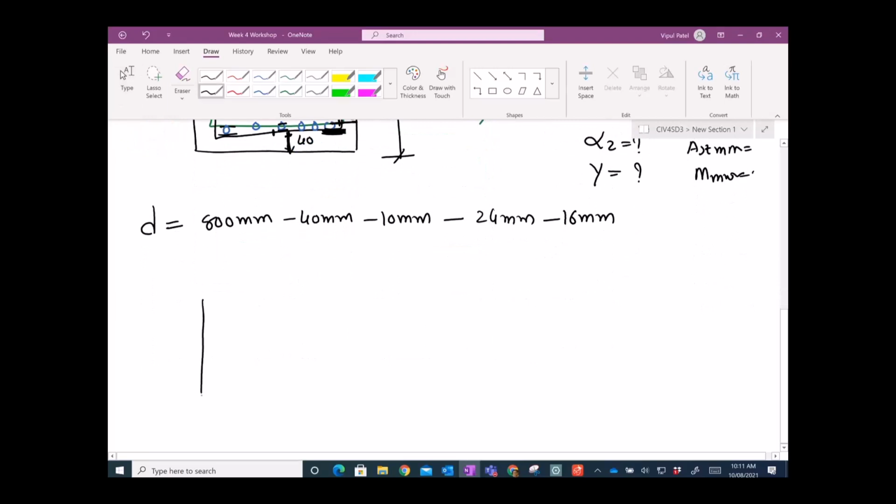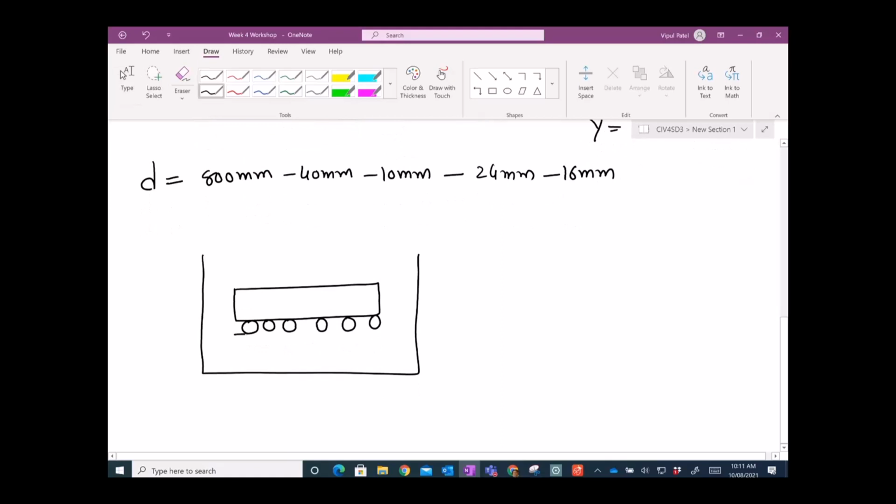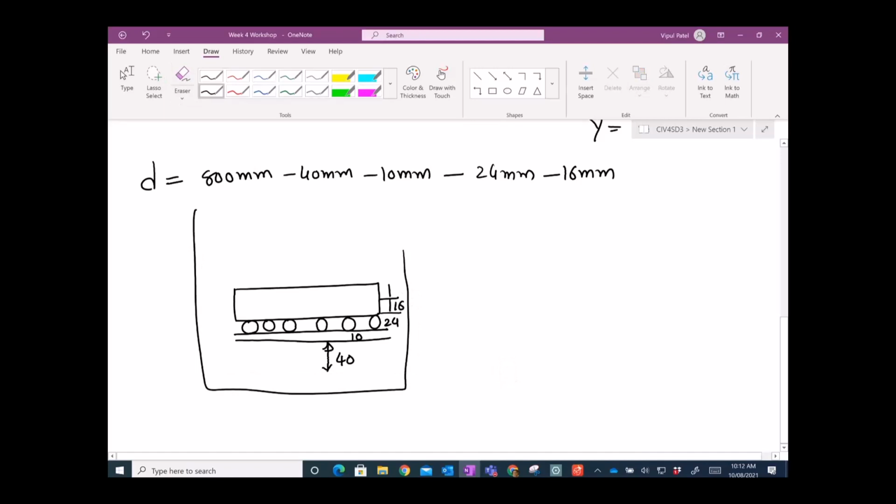If I draw it big, this is the spacer bar, this one is Rio. There are 6 of them. 1 2 3 4 5. Let's put 6 one. Then you have these parts, and you have this one is 40, this one is 10, this one is 24, this one is 16, because you have 16 here, 32. So oops, sorry. So that is 16 and 16 here.